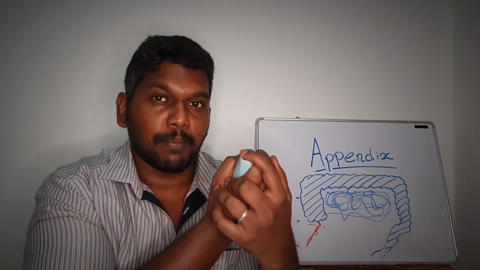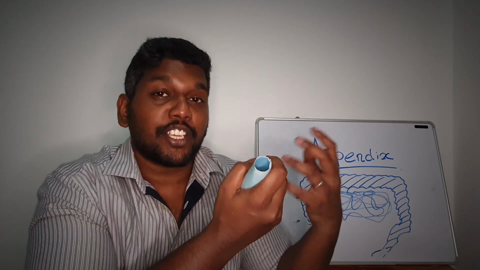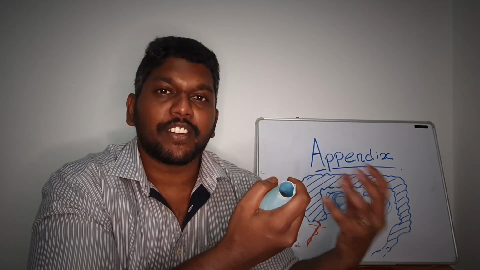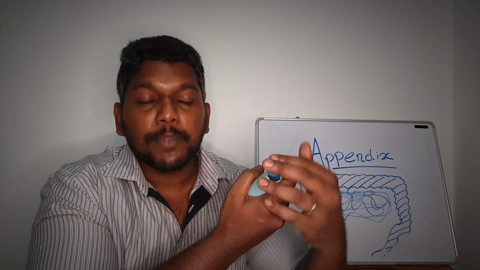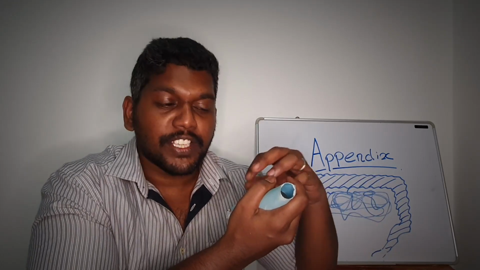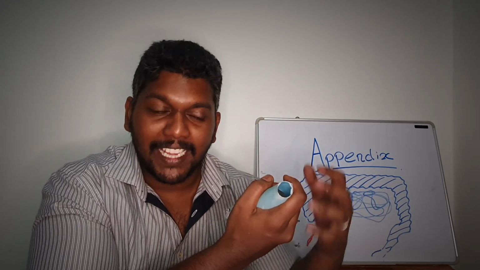So what happens when it's blocked? Inside the appendix, it's still a human tissue. It's still a part of our body. So it has mucosas and cells which secrete fluids and mucus inside. So when it becomes blocked, these cells are still going to keep releasing mucus and fluid inside. So it's going to become filled with all this fluid and there's no way out.